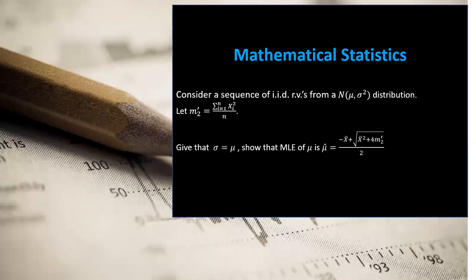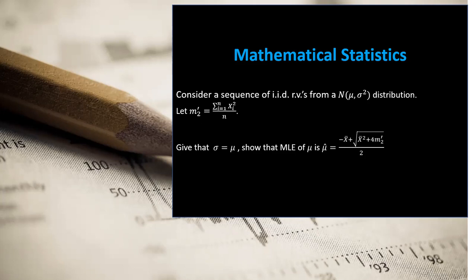And today we are going to continue work on the maximum likelihood estimator. So today's problem is we have a sequence of independent random variables from the normal distribution with mean equal to mu and variance equal to sigma square. And here, we define M2 prime as the second moment. For this problem, we're going to assume for this normal distribution, if mu equal to sigma, under this condition, what will be the MLE for mu?